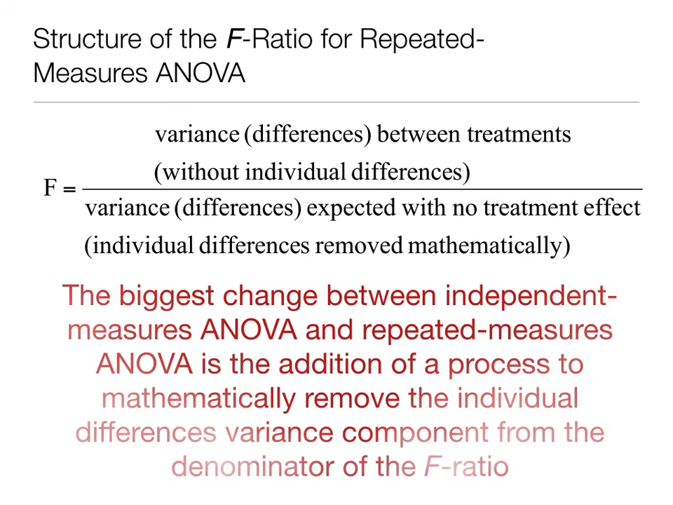So again, the biggest change from the independent measures to the repeated measures ANOVA is the addition of a process to mathematically quantify individual difference and remove it from the denominator of the F ratio. So this is what changes, okay? So what we're going to find is that we're going to start out calculating this just like we would a one-way ANOVA. When we get done calculating our sums of squared between groups and our sums of squared within groups, we'll move on to step 2. So we're going to add an additional step of sums of squared that we didn't have before.